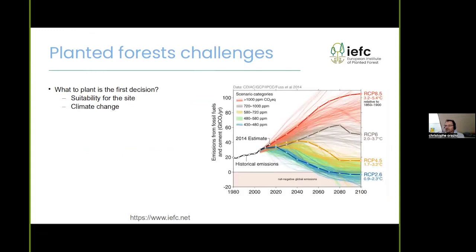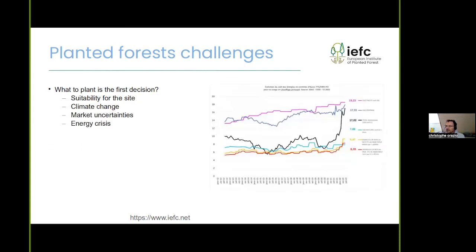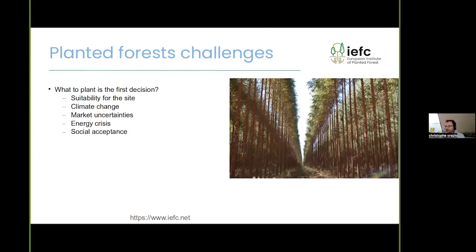But there are new challenges. One of the new challenges is climate. In the past, when we had the appropriate genetic resources, we knew what would grow well, but now we have to consider what will happen in the next decade. There are also market uncertainties and the energy crisis, which make the decision of the planter quite tricky, not knowing well if he has to go for short-term planning or long-term planning.